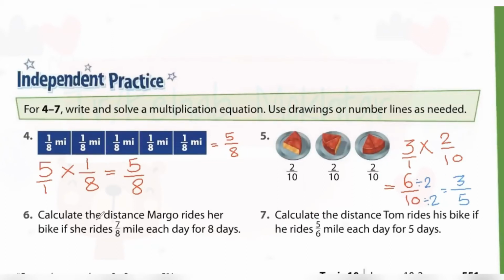Number 6. Calculate the distance Margot rides her bike if she rides 7 out of 8 miles each day for 8 days. Now, I will multiply the distance, 7 out of 8, times what, teacher? Times the number of days, 8 days. I can multiply. Here I will put the denominator 1. 7 times 8 is 56. 8 times 1 equals 8. Now 56 divided by 8 equals what, teacher? Equals 7, and the unit is miles.